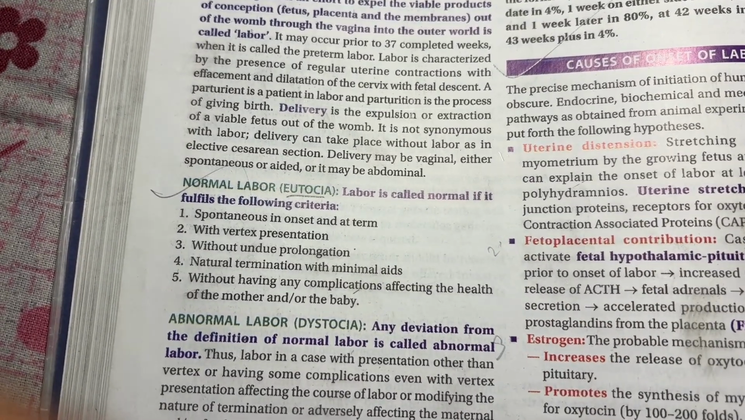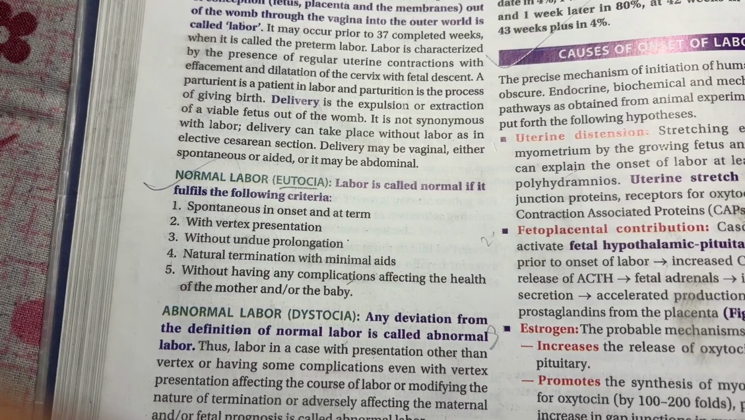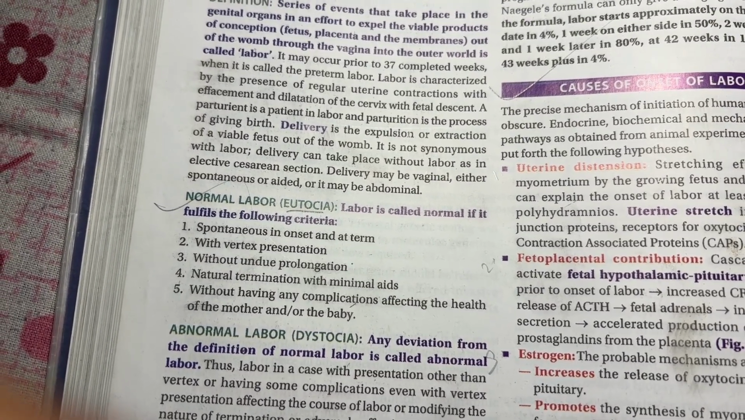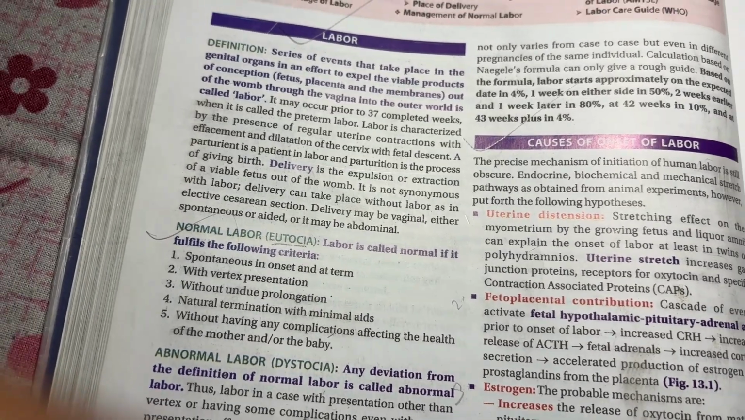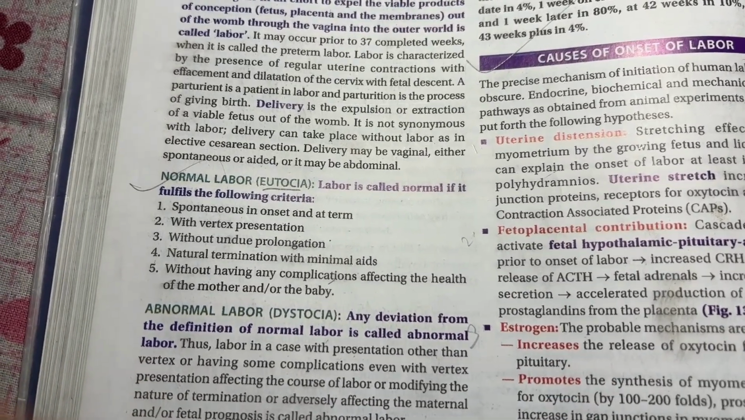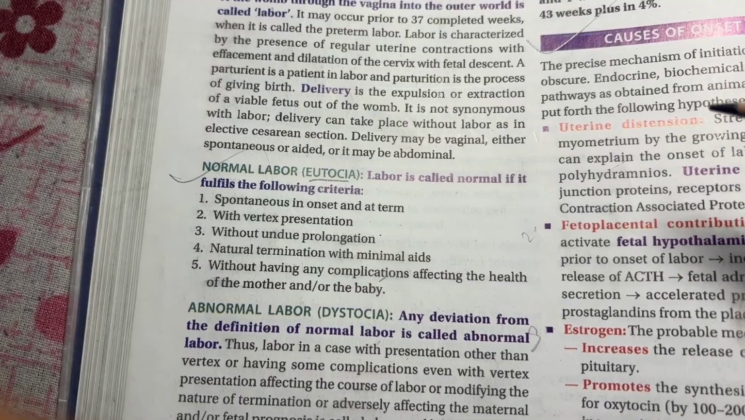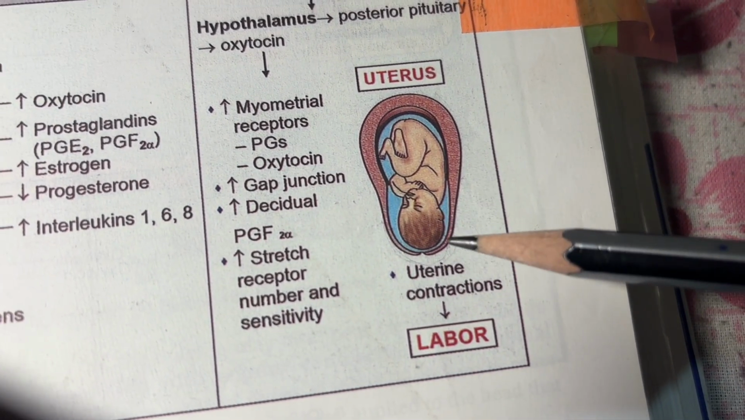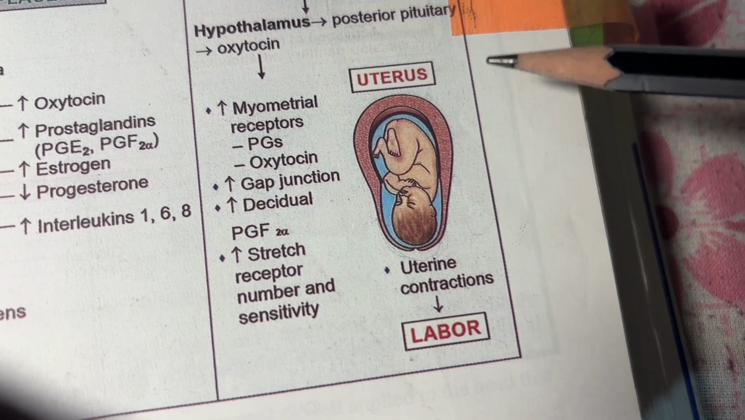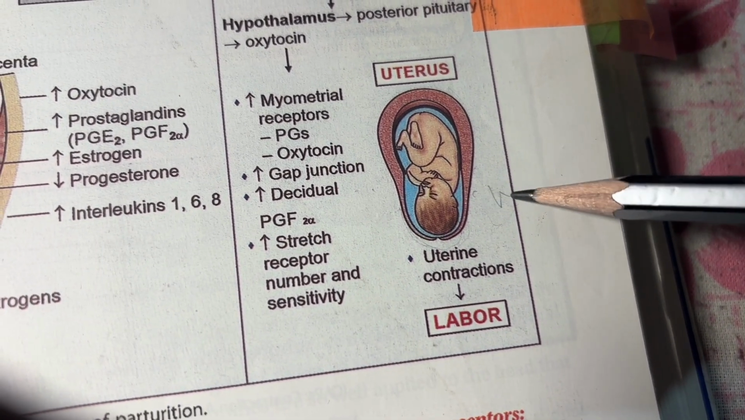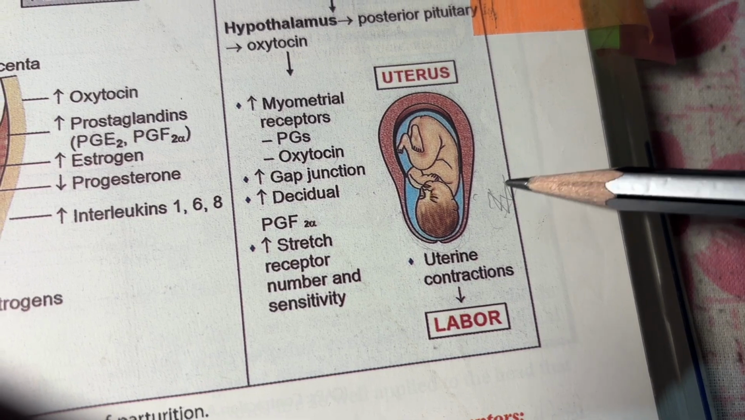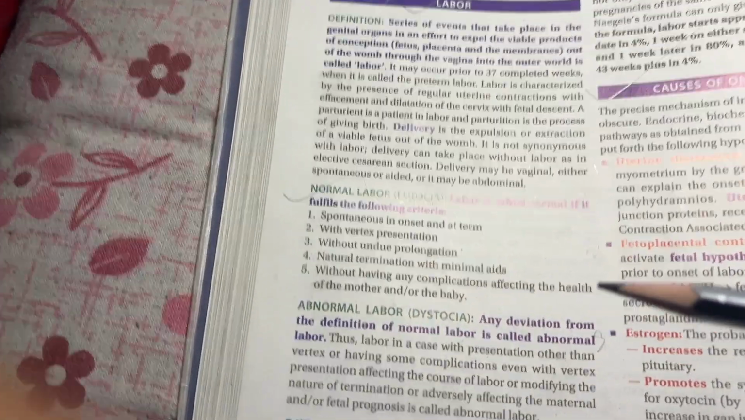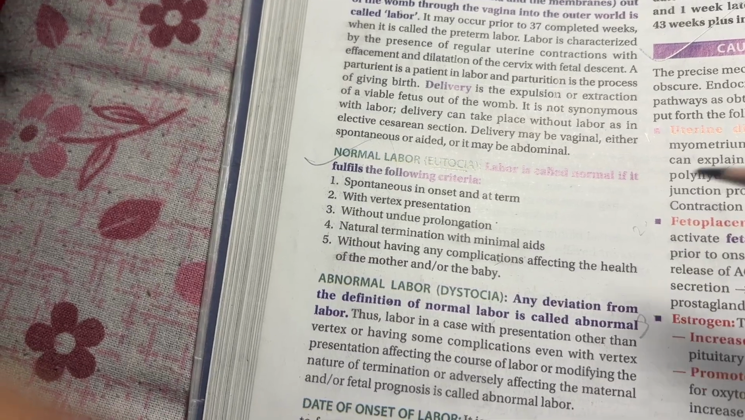There are many presentations of the fetus: vertex presentation, breech presentation, and then face or brow presentation. But in normal labor, what should be the presentation? The vertex presentation. The fetal head should be down and the buttock should be up, then it's called vertex presentation. So next, come to the natural termination.